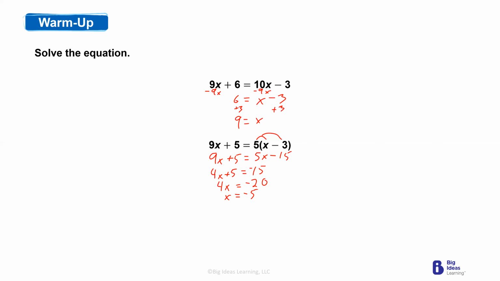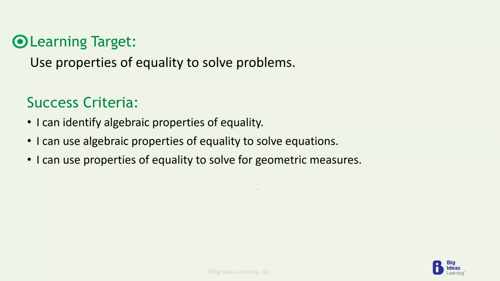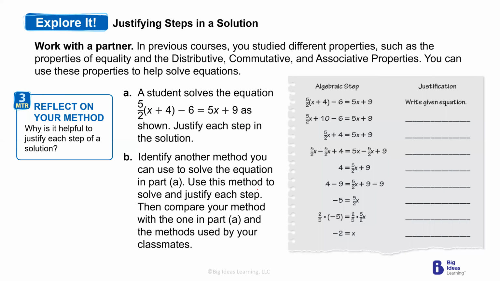So we're using lots of properties from algebra. And we're going to look at some of these properties from algebra again in order to know how to solve equations and identify exactly what the process was. So we're going to identify algebraic properties of equality. We're going to use algebraic properties of equality to solve equations. And then we're going to use properties of equality to solve geometric measures. All right. I'm not having you guys work in a partner on this one. Again, if you want to talk it out together, that's fine.